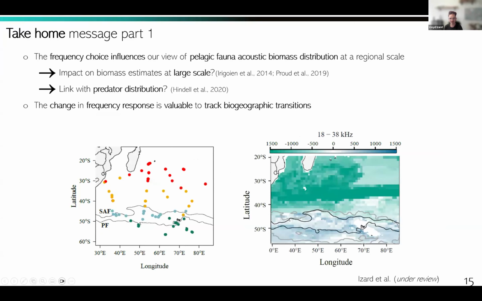And finally, from a qualitative perspective, the frequency response that we observe could be quite valuable to track different biogeographic regions and transition. Let's get into detail.